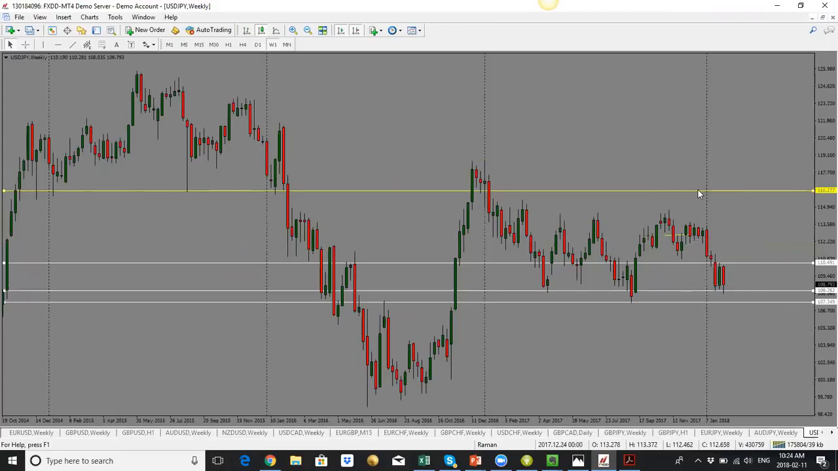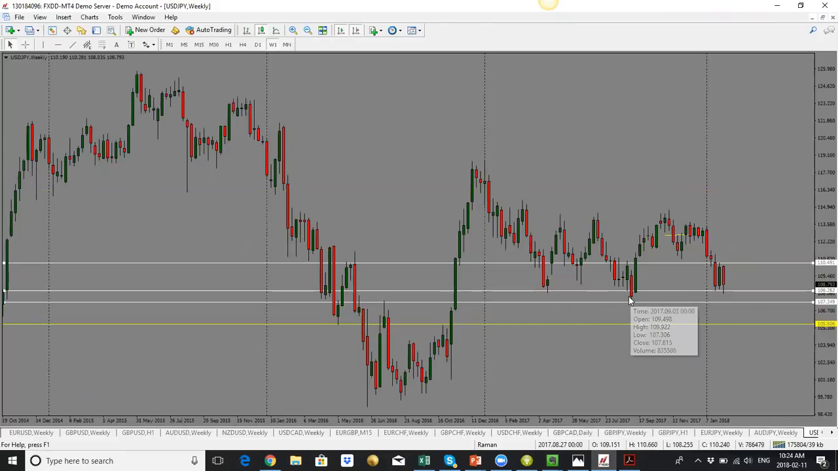This one could probably move lower if we start to see further unraveling. So 105.60 will be the next one down, but we haven't broken this since September of last year. So we would have to be mindful of that.